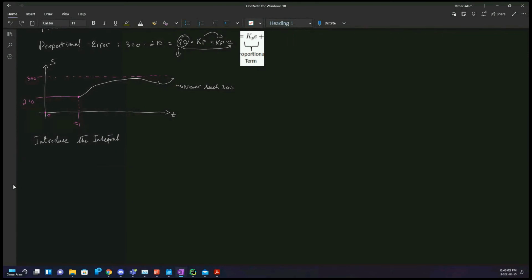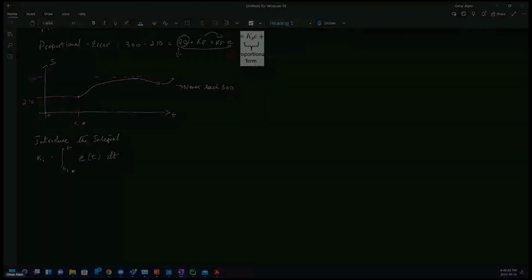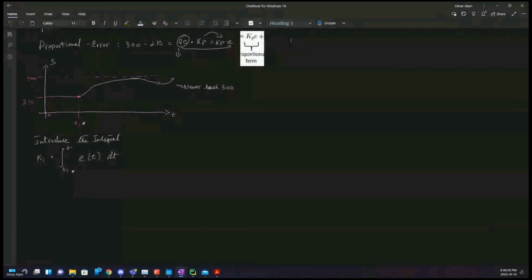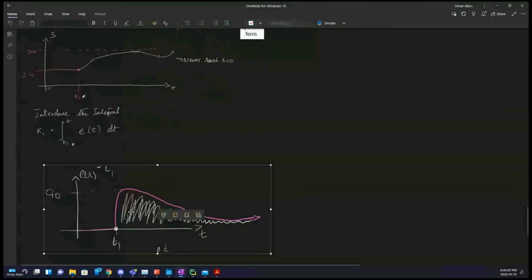And in this case it would be KI times, since we start at t1, these are the same t1s, the integral up to t, whatever time you're looking at the moment, of the error value. You take the integral of the error value. So let's look at what the error function would look like. I have a graph that's already made for this, just to save some time.